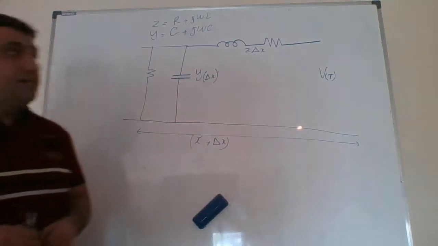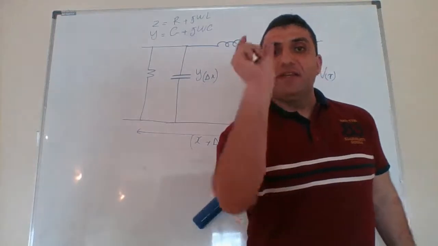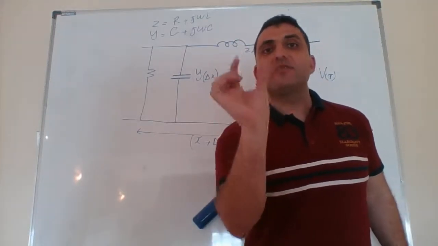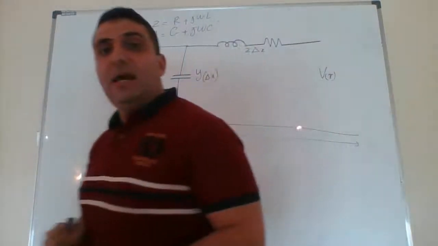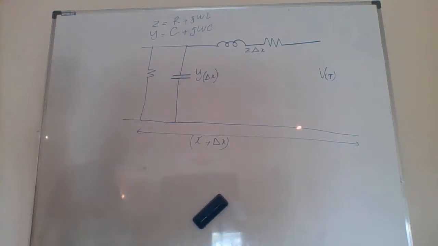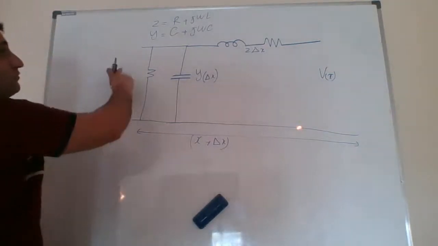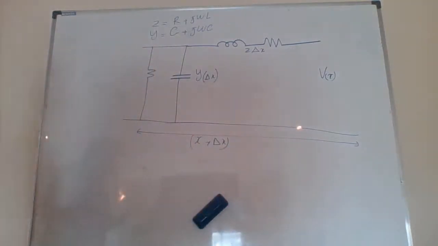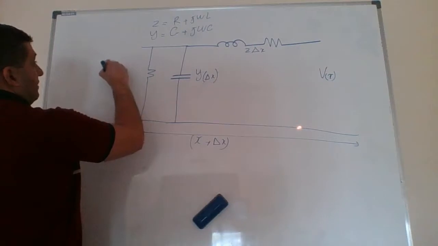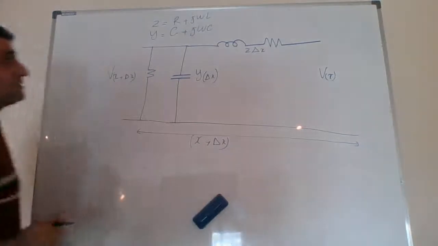The idea behind the long transmission line is that I will find the small amount of variation, delta X, in this network. Okay, how do I start? What will be this voltage? This voltage will be V of X plus delta X, because of the distance.